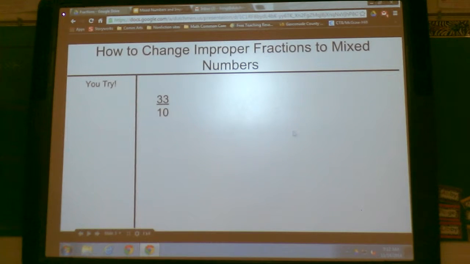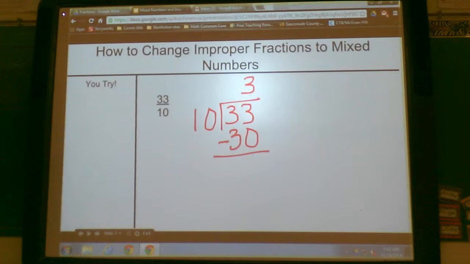So let's practice this together. So if we were given 33/10, we want to change it into a mixed number. What would we do first? Very good. We would divide our numerator by our denominator. So we have 33 divided by 10. 10 goes into 33 how many times? Good, 3. 3 times 10 is 30. We subtract. 3 minus 0 is 3, and that's 0.